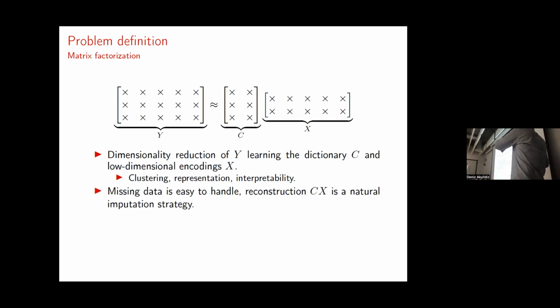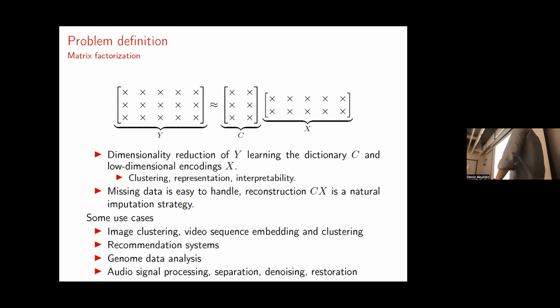Missing data imputation is a big application as well, because if there are missing data in Y, it's quite easy to handle it. Once you get C and X estimated, reconstructing it is quite straightforward, right? So there are a lot of use cases. It's used in every area of machine learning. I think one of the most famous ones is recommendation systems. There was a Netflix challenge that was best solved by one of the matrix factorization methods.